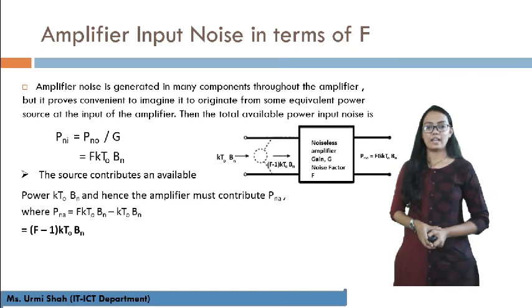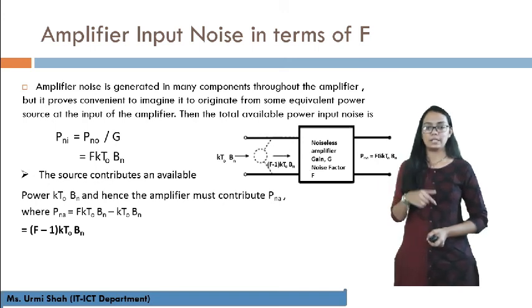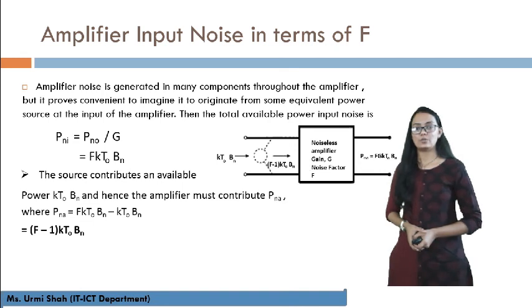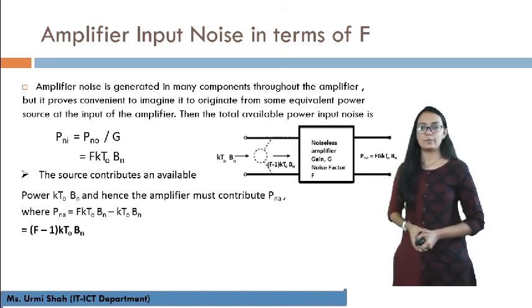PNO is F into K into T into Bn into G. So G will be cancelled, and the overall formula for PNI will be F into K into T into Bn. So PNI is the multiplication of noise factor, Boltzmann constant, room temperature, and noise bandwidth. This is the formulation for input noise power.